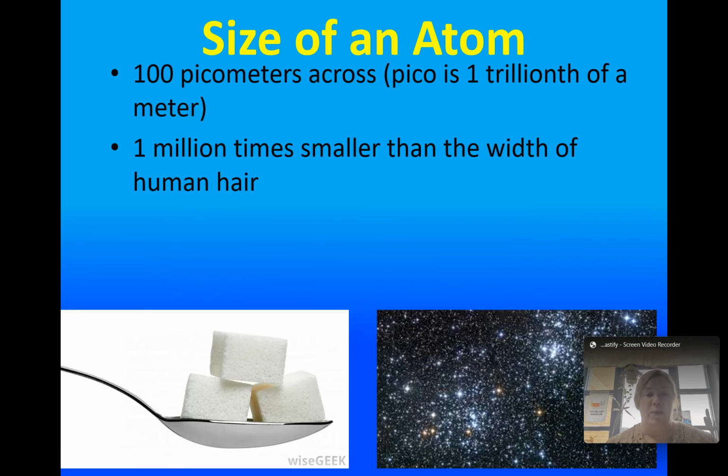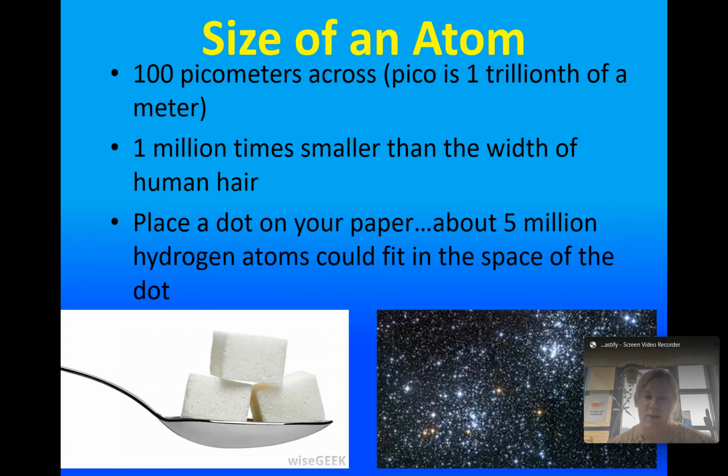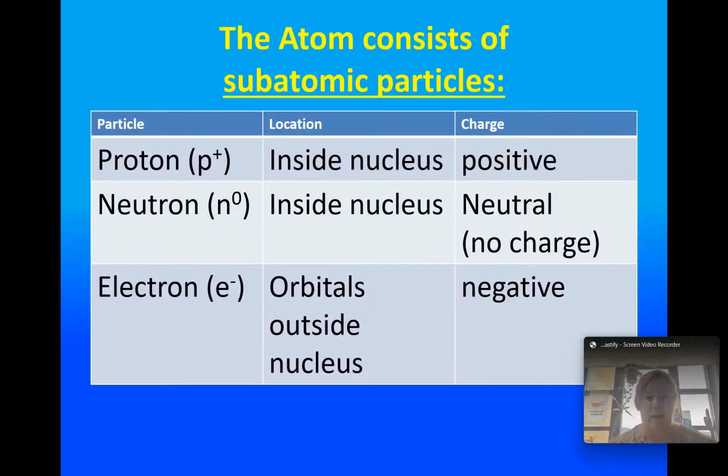An atom is 1 million times smaller than the width of a human hair. So if you pluck a piece of hair from your head and look at the width of it, an atom is going to be 1 million times smaller than that. If you placed a dot on your paper, about 5 million hydrogen atoms could fit in the space of that dot. Obviously, hydrogen atoms are the smallest atom, but you would still be able to put nearly 500 million atoms of any other atom.